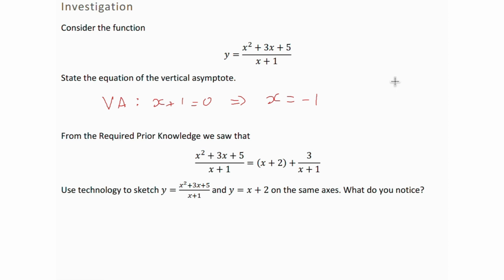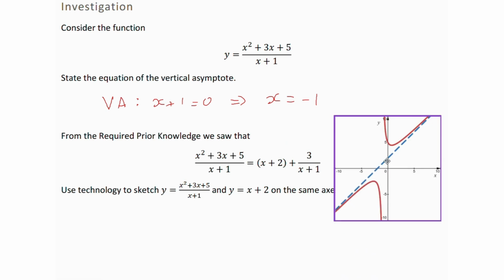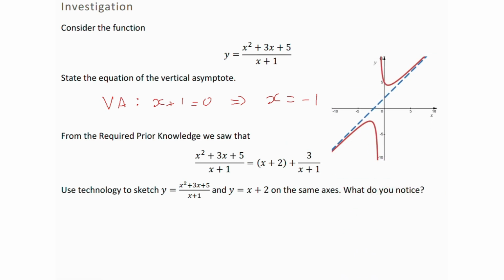Now, in the required prior knowledge, we performed this division. We did the division to find the quotient, which was x plus 2, and the remainder, which was 3. Now, if you've done this investigation and used the Desmos activity provided, you will have seen that we get this graph when we do that. Now, what do you notice about this graph?